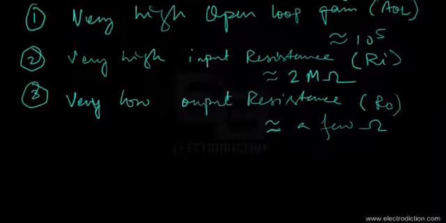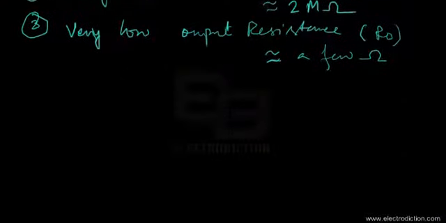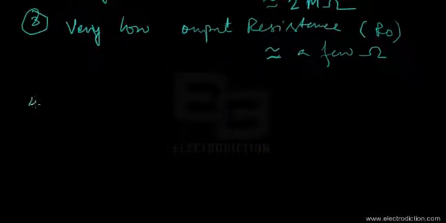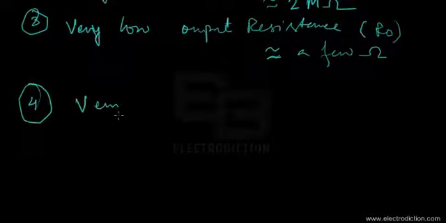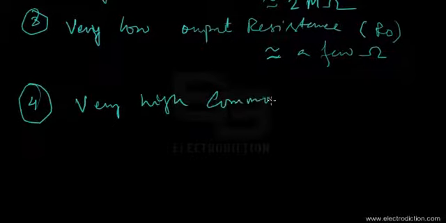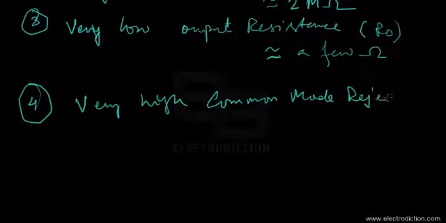Now we're going to come across the other interesting properties which we haven't dealt with in part 1. Here I'm going to introduce you to a new property: the op-amp should have a very high common mode rejection ratio. So that's common mode rejection ratio.